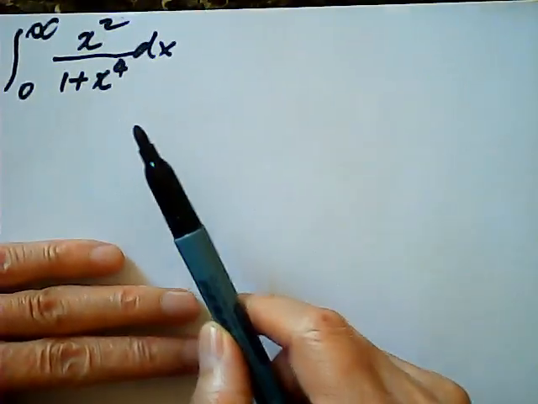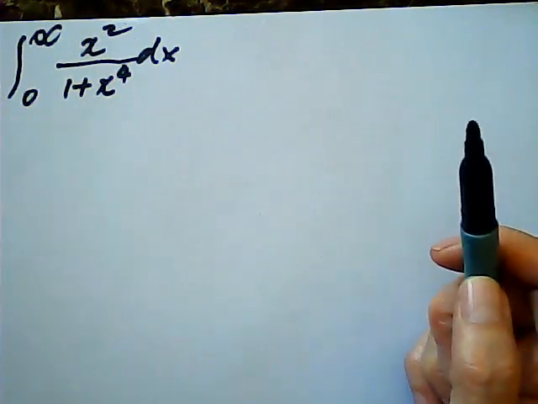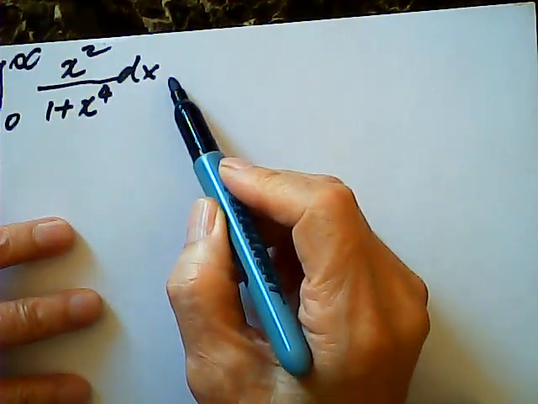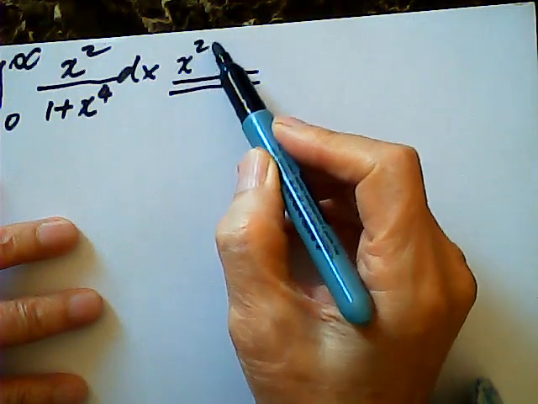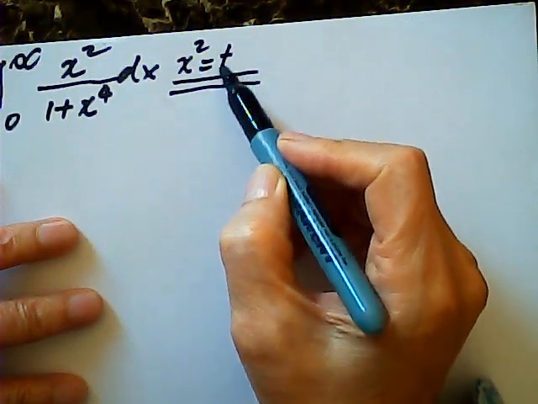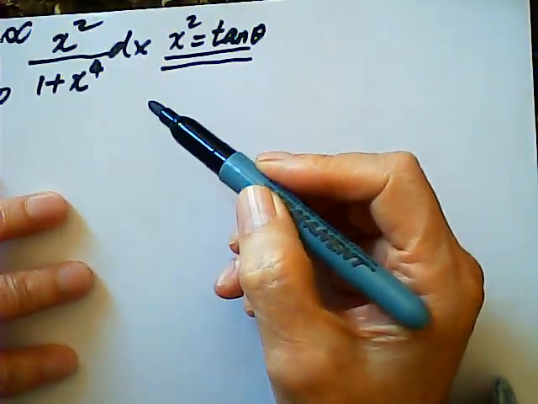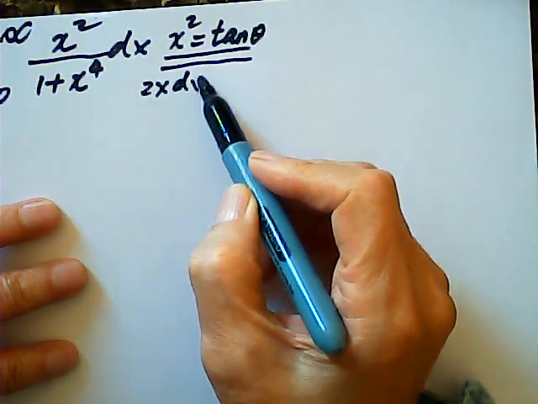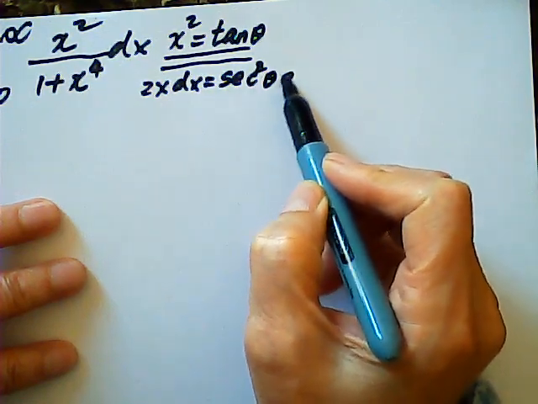Now let me do this integral by two methods. The first method uses trigonometric substitution: let x squared equal tangent theta. Therefore, 2x dx is equal to secant squared theta d theta.